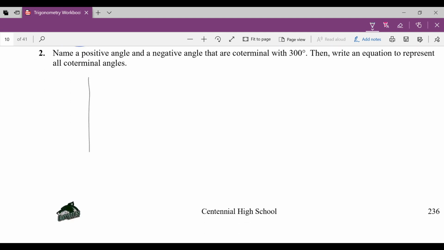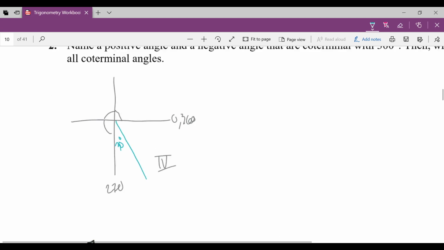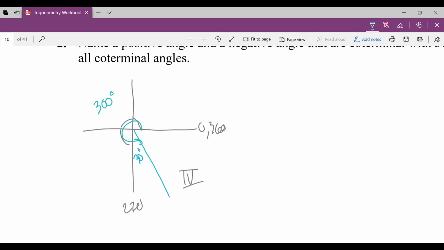Let's take an angle of 300 degrees. Well, we know that it's going to be in quadrant 4 somewhere, because this is 270 degrees and this is 360. Well, this is 0 or 360 degrees. So we know the terminal arm is going to be in quadrant 4 somewhere. Where exactly? Well, here's 90, 180, 270. Looks like I need an extra 30 degrees. So 30 degrees does it there. There's my angle of 300 degrees.